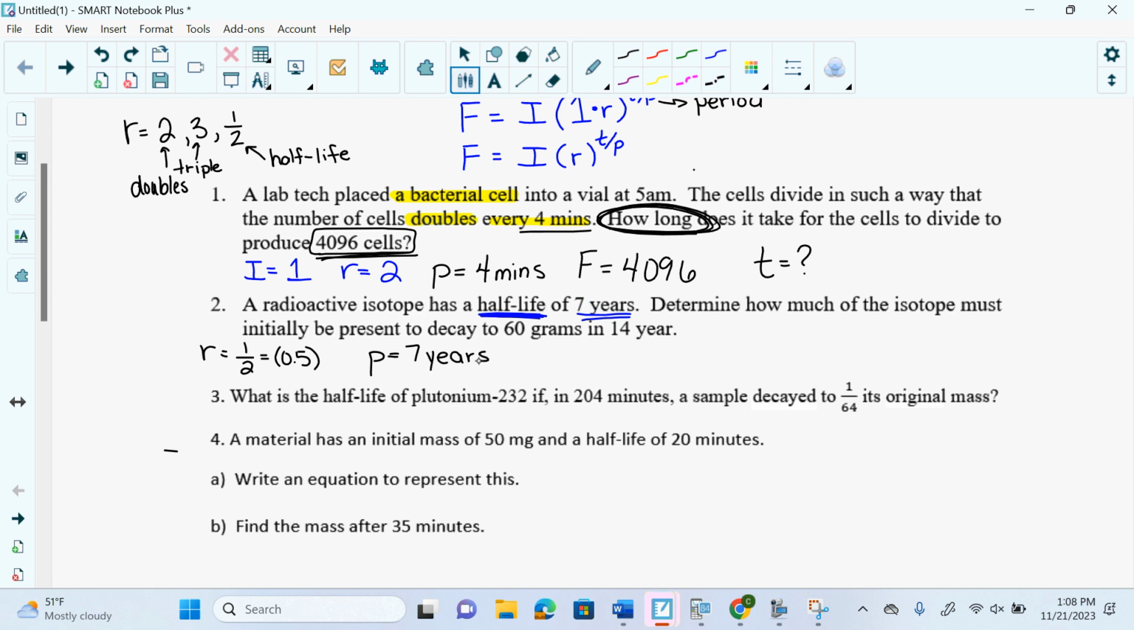Determine how much of the isotope must be initially present. So what's it asking me to find? How much must be initially present? What's it asking me for? I. To decay to 60 grams. So that's final. In 14 years, that should be plural. What's that? T. Time to reach final. 60 grams in 14 years. I'm going to rewrite those on the next page.